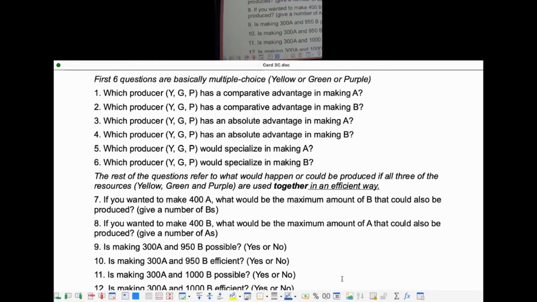Maybe 400 is a certain amount of food, right? So we know people need 400 units of food to survive, but then we want to get some B's as well. Are we getting the most B's that we can get, given that we're making 400 A's? How do you do that? Now, I'm not concerned about how you do that, although you will have to figure that out. I'm concerned about how much that is, how many things that is, how many B's you're going to end up with.